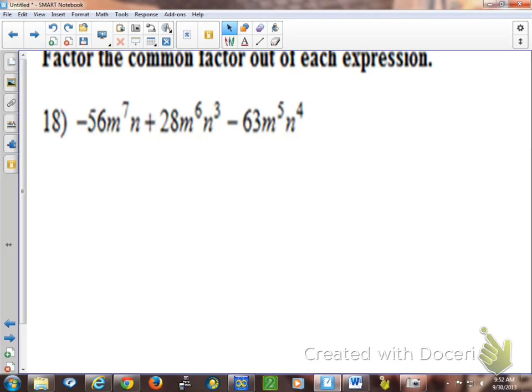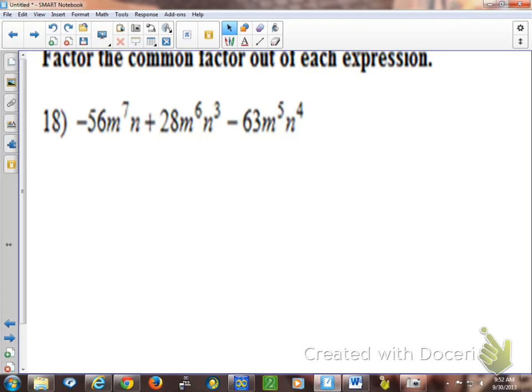Factoring. Now, I'll tell you. Read the directions. It just tells you to take out the common factor, which means all you have to do is take out what's common in each one. You don't actually have to do all that factoring stuff.